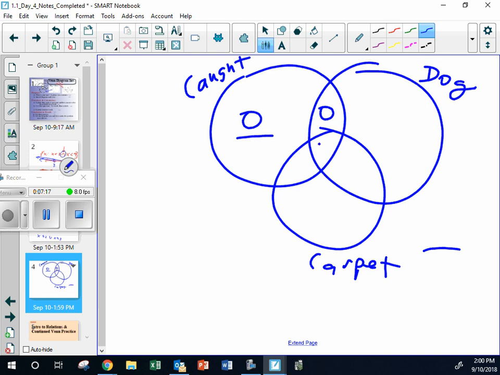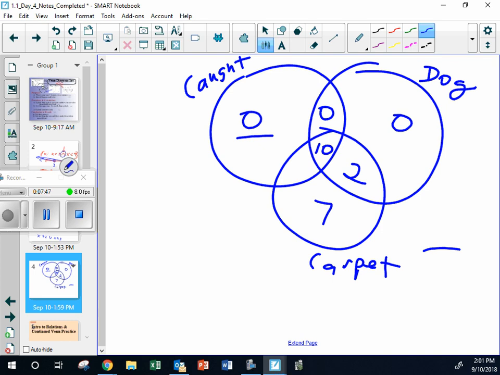Who has a dog only? You know what that means? You have a dog but not the other things. You have a dog but you haven't ever been caught, and okay, none of those. Who has a dog and carpeting but has not been caught? 1, 2. Who has carpeting only? Of these things, you only have the carpeting part. 1, 2, 3, 4, 5, 6, 7.